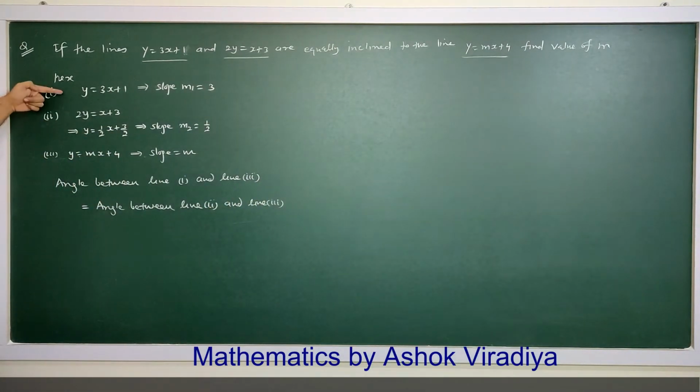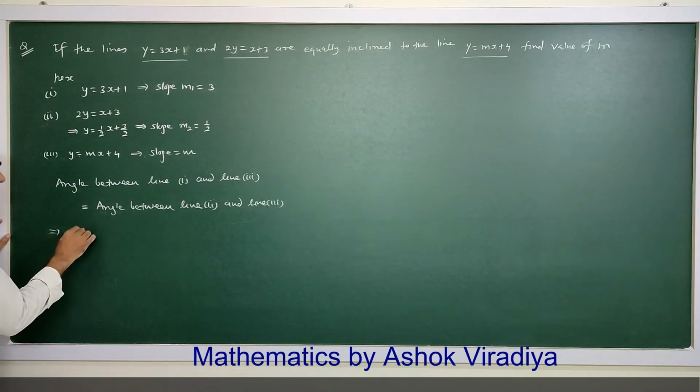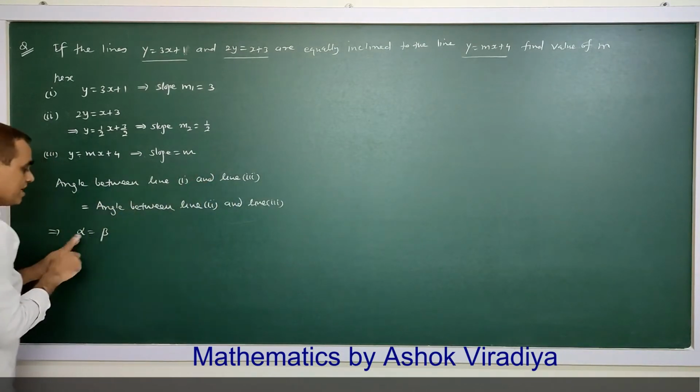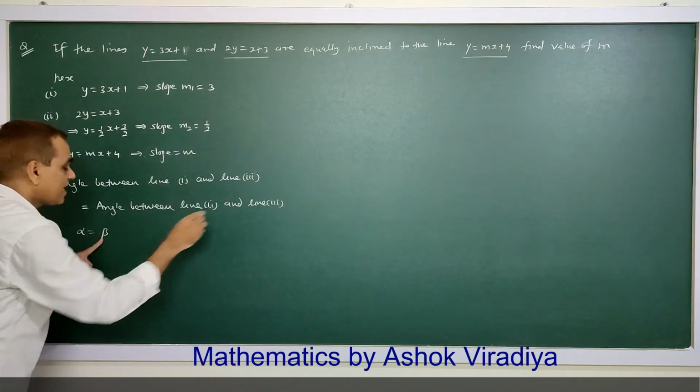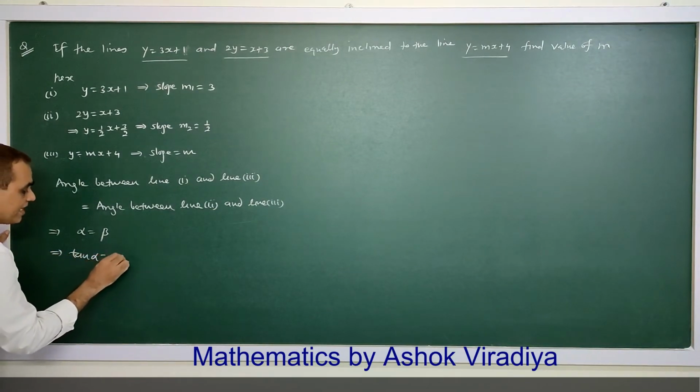So this line is making whatever angle with the third line, the same angle will be made by the second line with this line. So the angle between 1 and 3 equals the angle between 2 and 3. That means if we say alpha equals beta, alpha is the angle between line 1 and line 3, beta is the angle between line 2 and line 3. So alpha equals beta, therefore tan alpha equals tan beta.